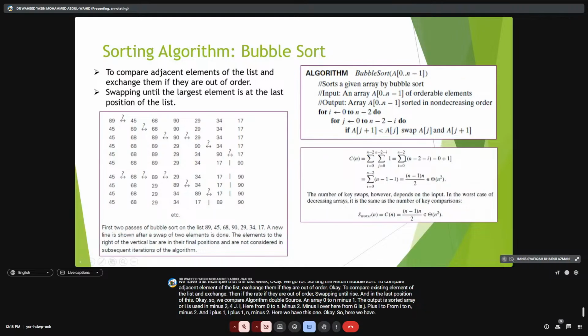So here we have n minus 1 multiplied by n divided by 2. The number of key comparisons, however, depends on the input. In the worst case of these arrays, it is the same as the number of key comparisons.